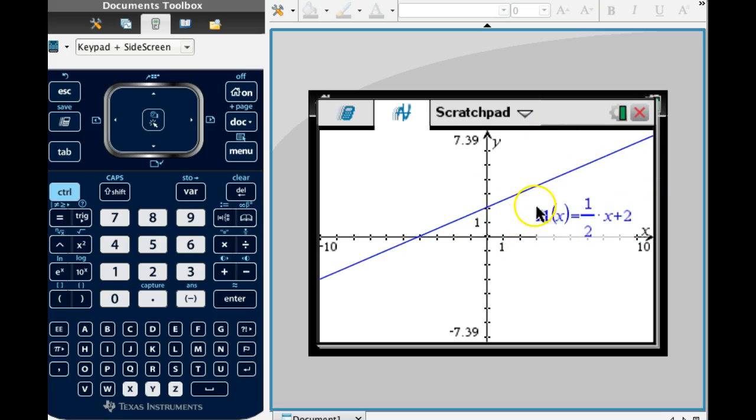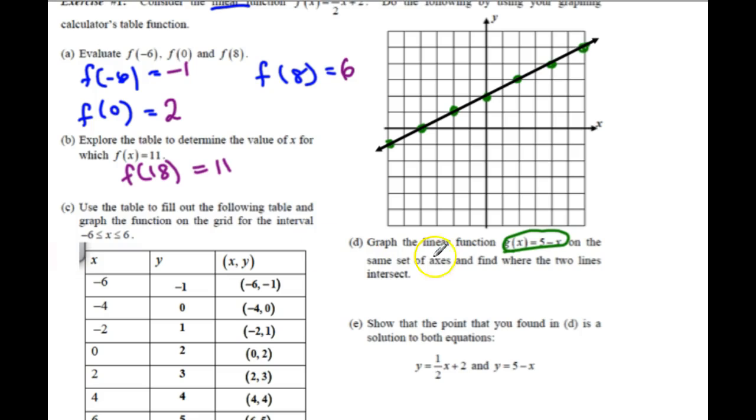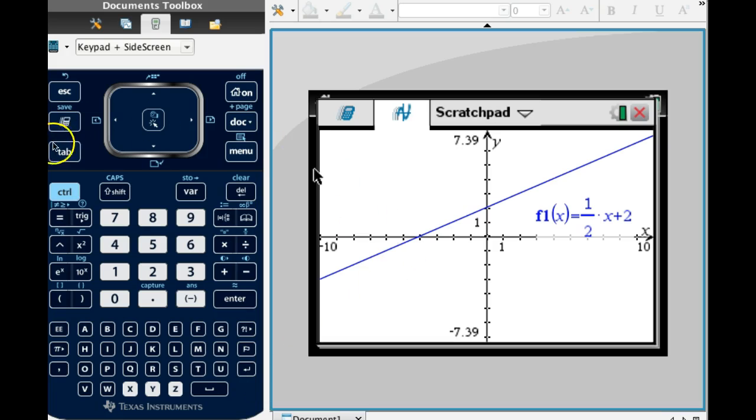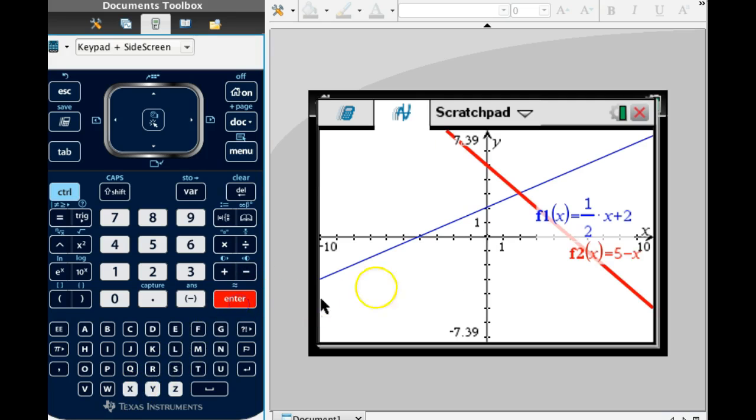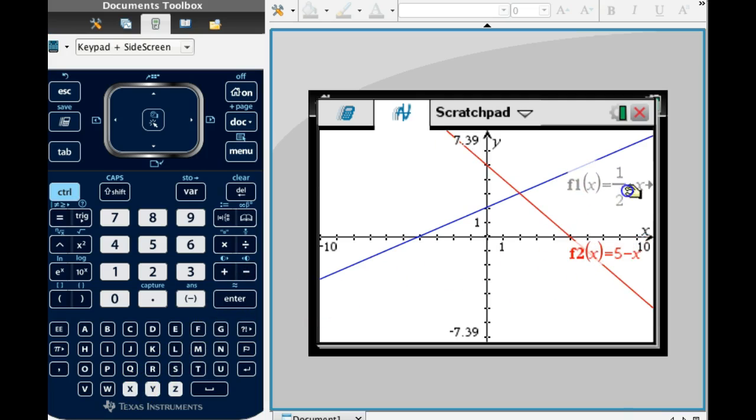So I want to enter a separate function, which is my g of x function. G of x is equal to 5 minus x. Now when I go on the calculator, you hit tab. Then you enter 5 minus x. Enter. Bam. Notice that it's a red line there. And I want to know, what is that point of intersection? So this is what you're going to sketch on your graph.